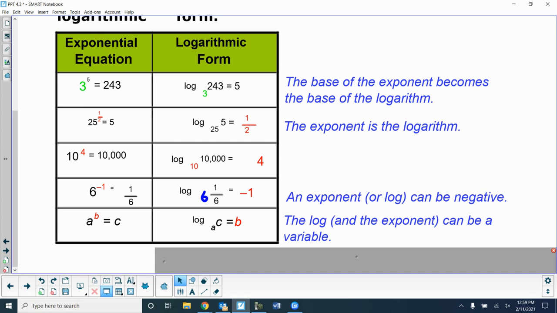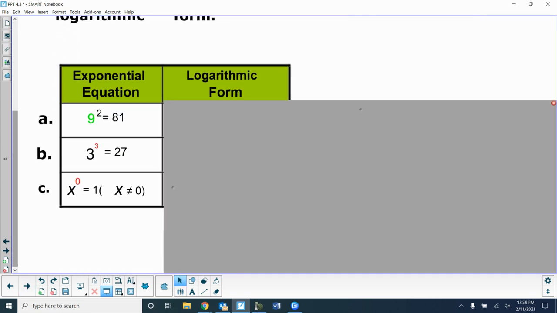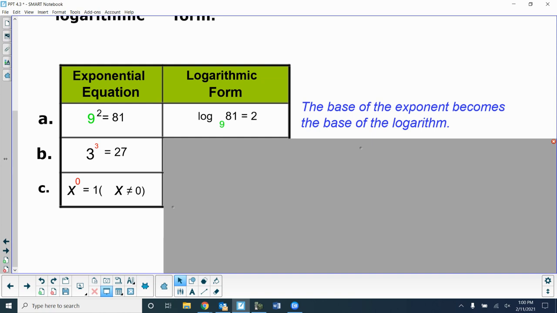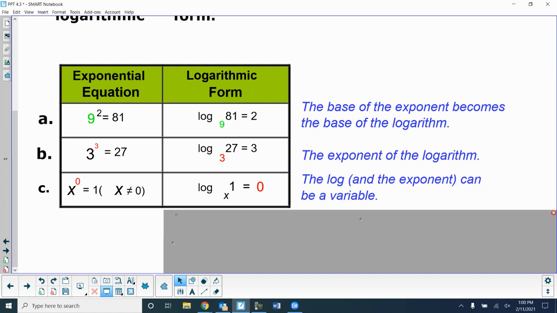You doing all right? All right, Tasha. Log base 9 of 81 equals 2. Good. Jamie. Log base 3 of 27 equals 3. Good. Carter, don't worry about this parentheses stuff. It's x to the 0 is 1 is the problem. Log base x of 1 equals 0.